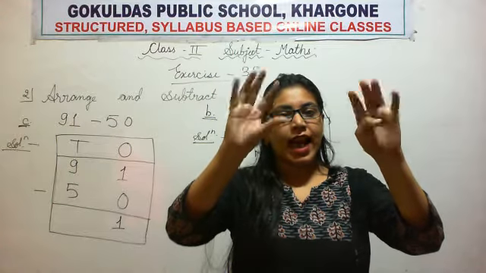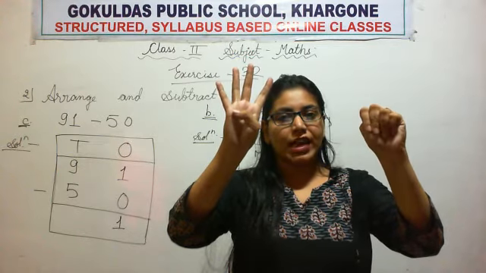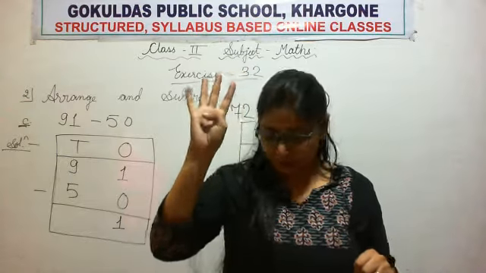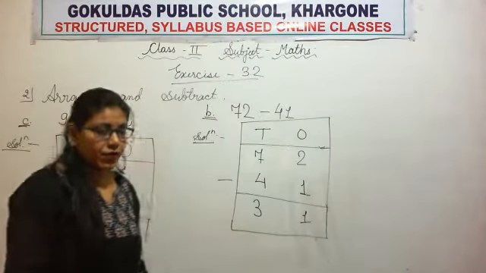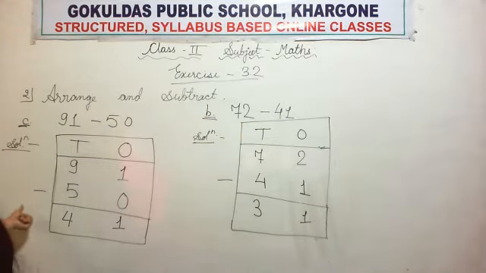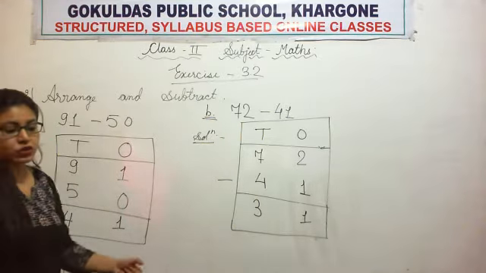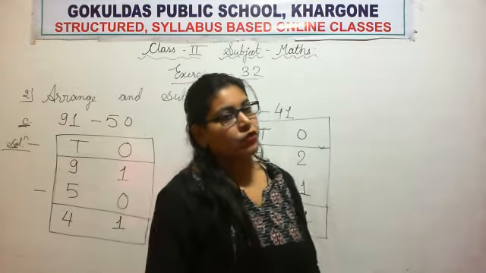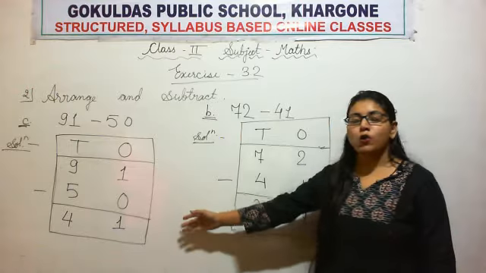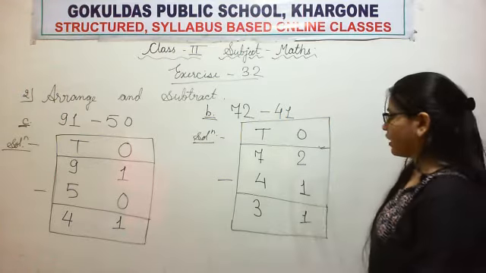Initially we had 9 fingers. We removed 5 fingers. Now 4 fingers are left. So it means we will write the number 4. So 91 minus 50 is equal to 41. So we arranged the minuend and subtrahend and we found the difference, that is 41.